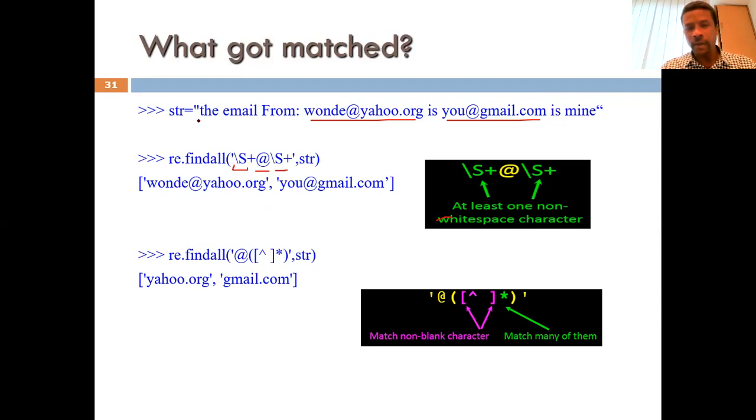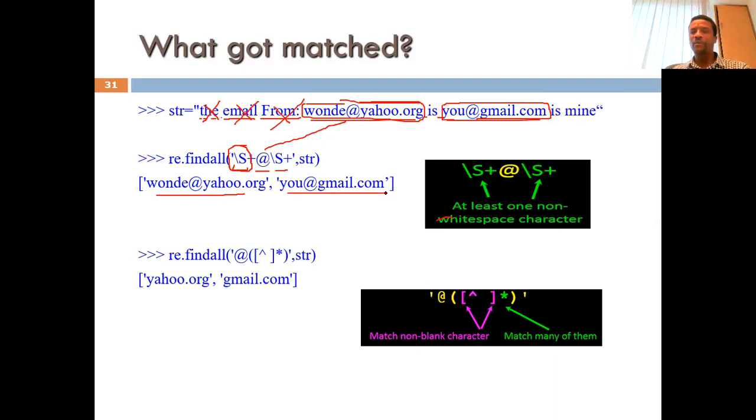What about now? It is one or more non-white space characters, then the at sign, then again one or more non-white space characters, which in this case is yahoo.org. Then it reaches a white space and cuts the line. This is the first result. Then it considers the next one as the second one. Then it will give you two outputs.